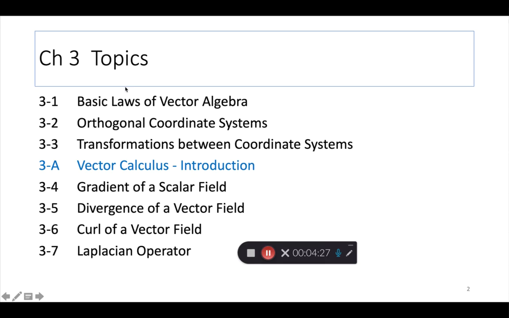Okay, so the first 3 plus 1, the one in blue, or part of the one in blue, we will try to finish today in the lecture recording, and then of course I'll have another recording for examples and problems on this same material, and then everything else, whatever is left in 3A, and then 3 4 5 6 7 will be the topics of the next lecture recording. Okay, all right. So basic laws of vector algebra, orthogonal coordinate systems, transformation between coordinate systems, and then vector calculus and introduction. That's what we're going to cover today.